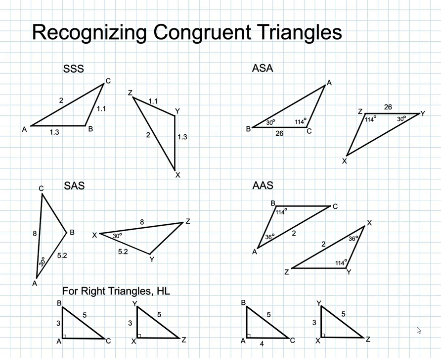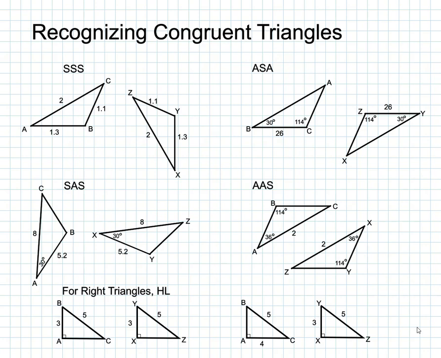Next, we have angle side angle, which states that if you have 2 triangles and they have the same angle measure, then a same side length, and then another same angle measure in that order, then the 2 triangles are congruent. So again, we have ABC is congruent to XYZ, because angle B, which corresponds to angle Y, is 30 degrees in both figures. Then we have the length of BC corresponds to the length of YZ, and both are 26. And then angle C, which corresponds to angle Z, and both of the angles are 114 degrees.